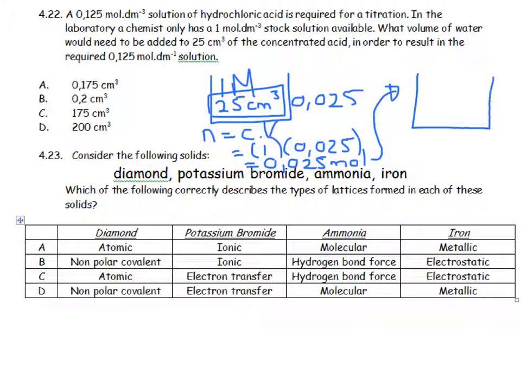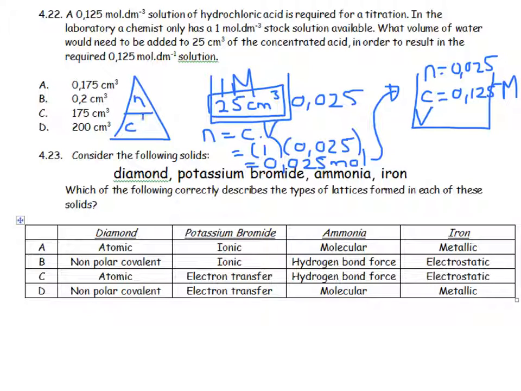So in my new container, the number of moles is 0,025, and they would like my new concentration to be 0,125. And so if I am trying to find the volume, again, let's just look at our triangle. Concentration is equal to number of moles divided by volume. So number of moles was concentration times volume. Now I'm looking for volume. So volume is going to be number of moles divided by concentration.